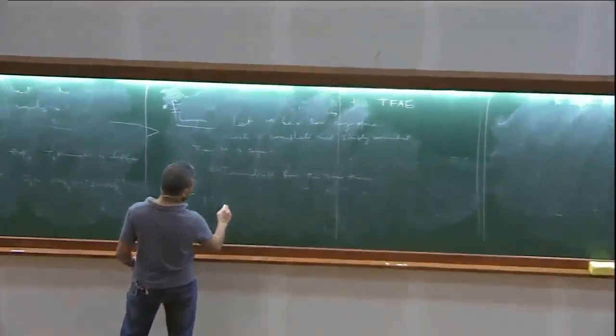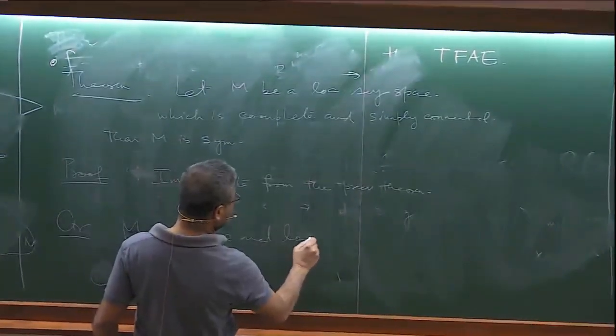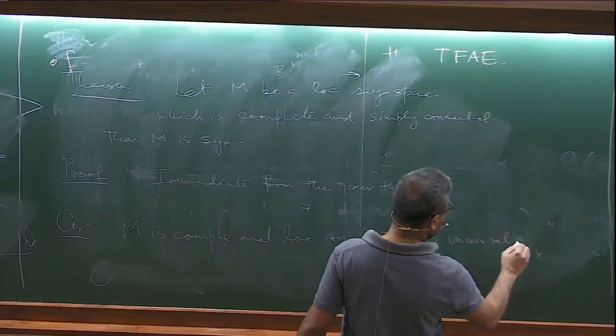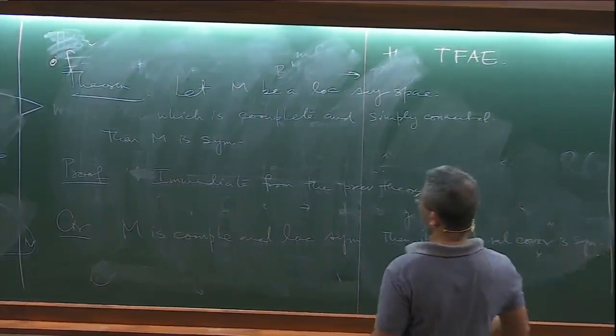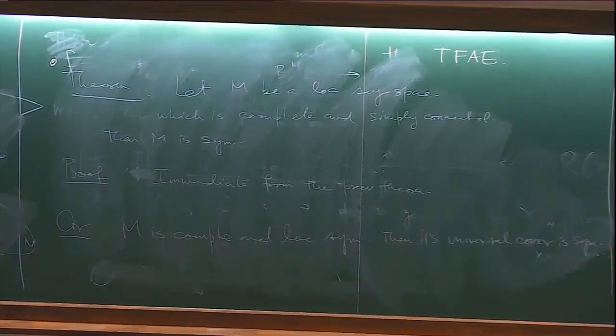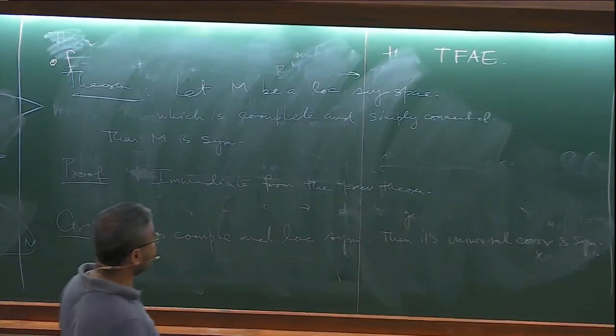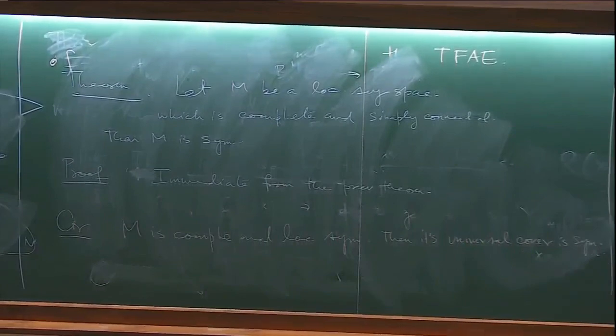So it says, corollary: if M is complete and locally symmetric, then its universal cover is symmetric. I can consider the universal cover and put a Riemannian metric there so that the covering map is a local isometry. If I have a local isometry between two manifolds, one is complete if and only if the other is complete, so my universal cover is going to be complete. It's simply connected by definition, and it is locally symmetric because this is a local isometry. So the curvature formula is also going to be true: the derivative of the curvature is going to vanish. So it follows immediately from the first theorem.